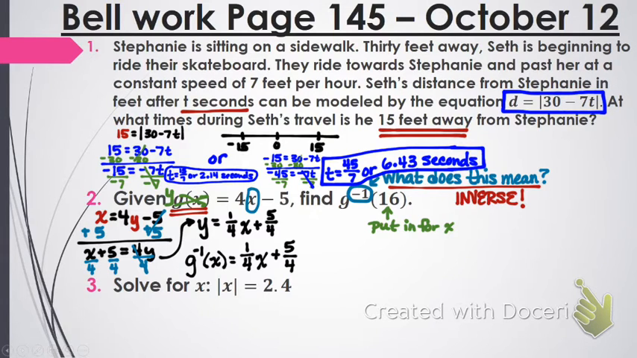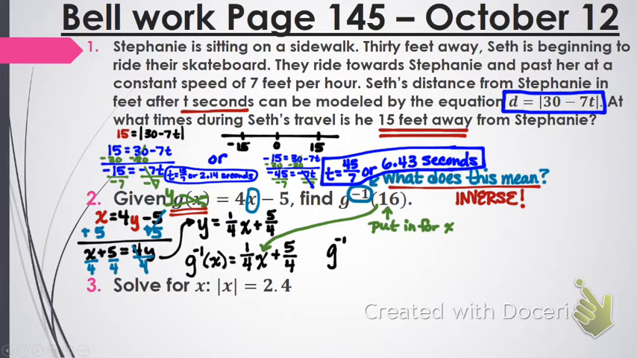Now I have something that I can substitute into. I'm going to take that 16 and it's going to go in right here in the place of x. You can't put it into the first one, but you can put it into the inverse. All right, so I'm going to do that right now so that we can finish this guy out.